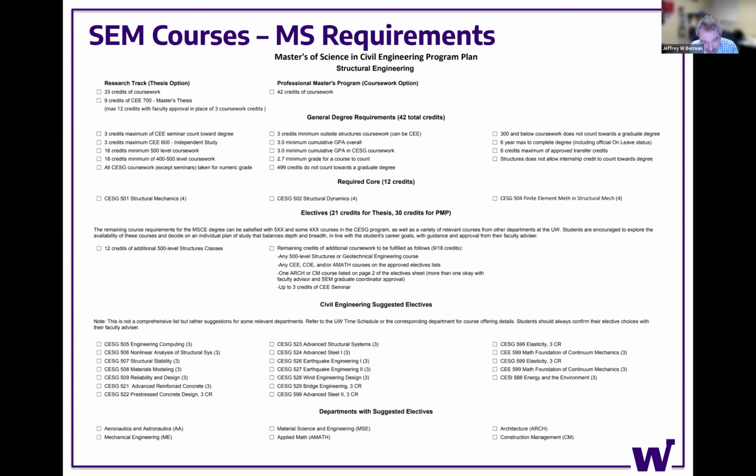Going back to the master's programs, the courses that you can take for both the research-based track on the left-hand side here and the professional master's program are the same. And I'll walk through some of the degree requirements here just to highlight what it is you would do for your time here in the master's program.